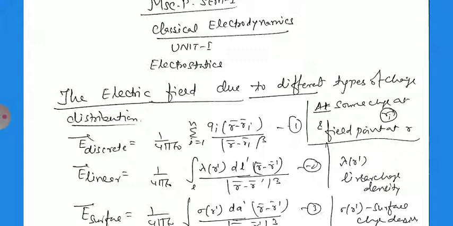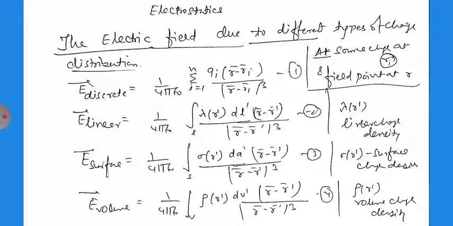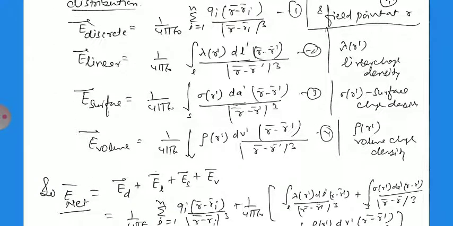Similarly, if the charge distribution is the linear and the linear charge density is the lambda r dash, then we can write the electric field due to this linear charge distribution is E linear equal to 1 by 4 pi epsilon naught integration for the line integral lambda r dash dl dash (r minus r dash) divided by |r minus r dash| whole cube. Similarly, if the charge distribution is in the surface form, then the E surface can be written 1 by 4 pi epsilon naught integration for the surface sigma r dash dA dash (r minus r dash) divided by |r minus r dash| cube. And similarly for the volume, 1 by 4 pi epsilon naught integration rho r dash dv dash (r minus r dash) divided by |r minus r dash| power cube.